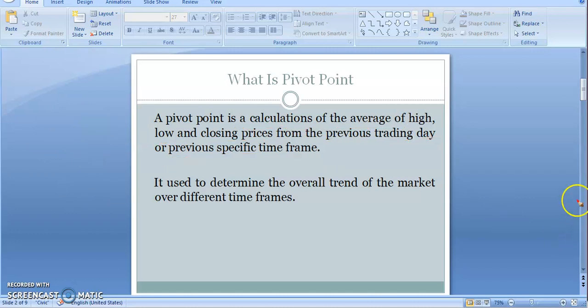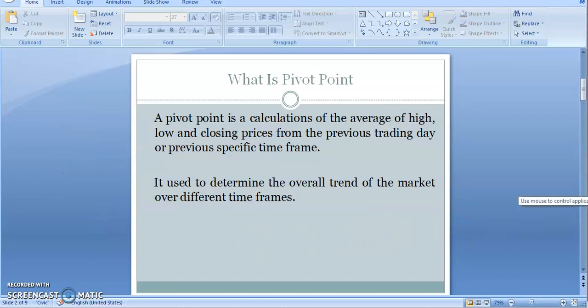Suppose this is a candle. This is the high, this is the open, this is the low, this is the close. So that means the previous day, not today. We are going to calculate today's pivot point, that is why we take yesterday's candle. We take the high, close and low, and after that divide by 3, and we will get the pivot point. I'll tell you how to calculate it.